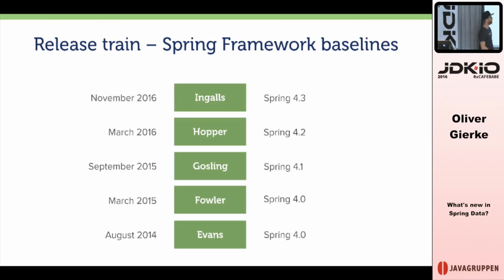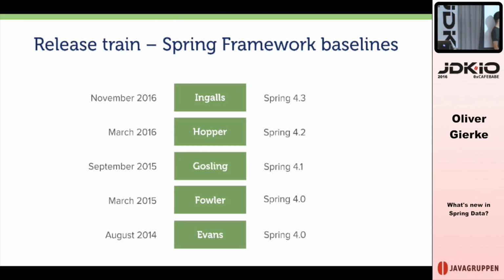We are going to release a second bug fix release of Hopper next week or something, and we're going to raise the requirement for Ingalls, which is coming in November, to 4.3, which in turn is currently the most recent production version. The reason for that is that after Ingalls, we might ship another release train starting with J.